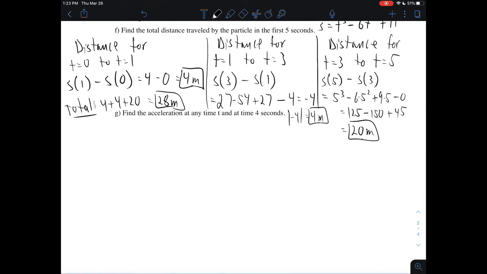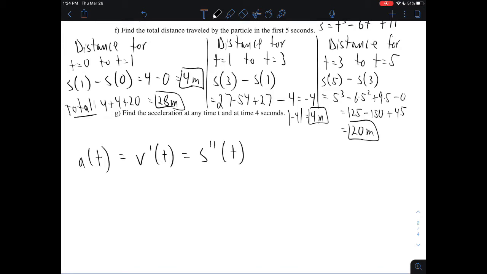Part G. Find the acceleration at any time t and at time 4 seconds. So this is first finding a function, a of t, and then after we do that, we're going to evaluate that function at t equal to 4. So remember, a of t is equal to the first derivative of the velocity function. That's the same thing as the second derivative of the position function.